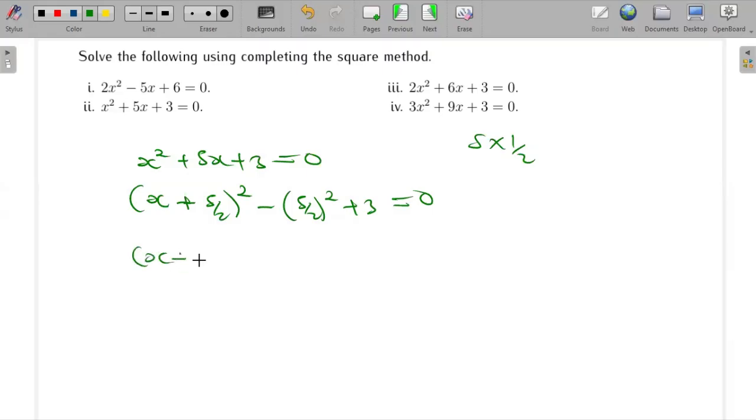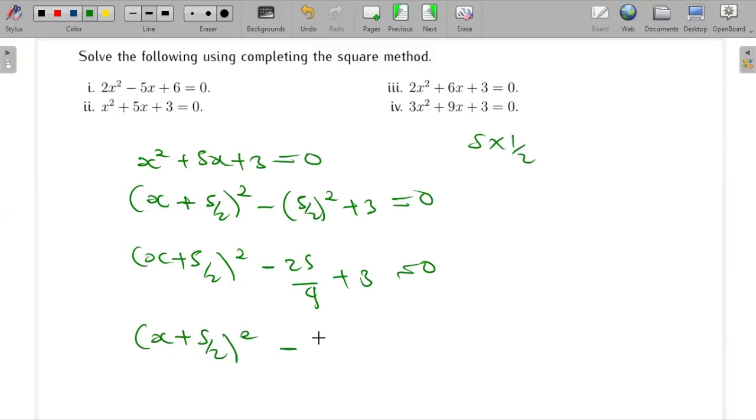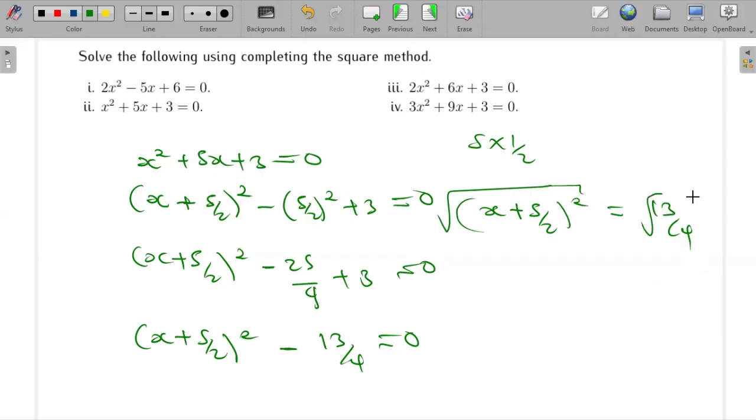And you get (x plus 5 over 2) squared, and then minus 25 over 4, plus 3. So that is 3 minus 25 over 4, which is going to give us negative 13 over 4. So you get (x plus 5 over 2) squared minus 13 over 4 equal to 0. Take it to the other side, you get (x plus 5 over 2) squared is equal to 13 over 4. Then you can get the square root there and the square root there.